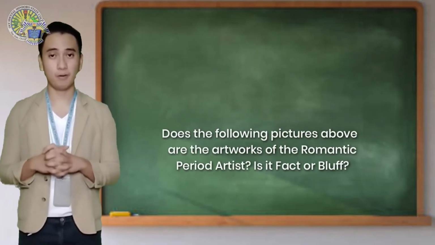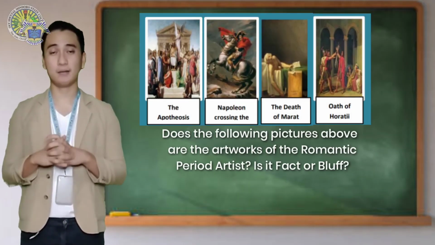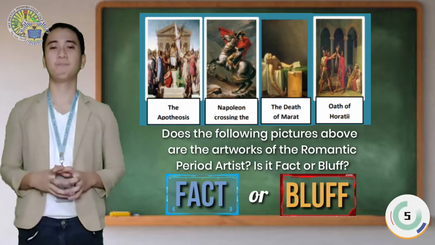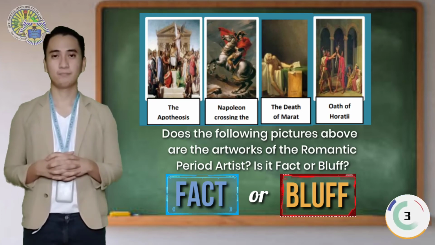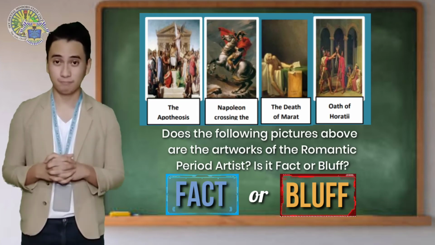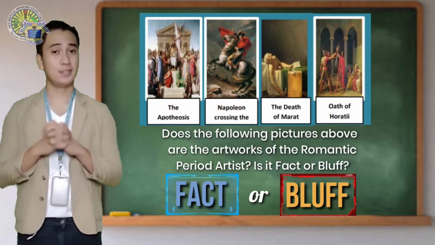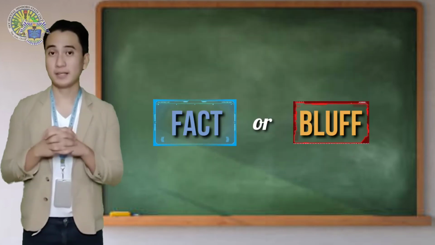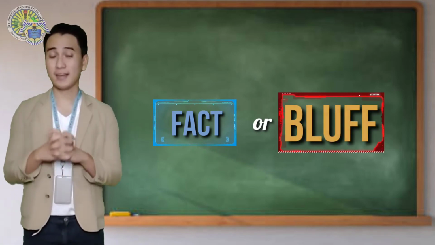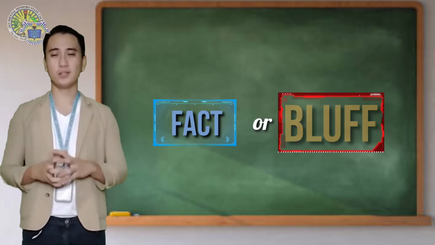So let's proceed. The next category is artworks. And here's the question. The following pictures above are the artworks of the Romantic period artists. Is it a fact or bluff? Okay, did you get your answer? Okay, let's see if you are correct. The correct answer is, it's a bluff. Did you get it? Nice one, everyone.